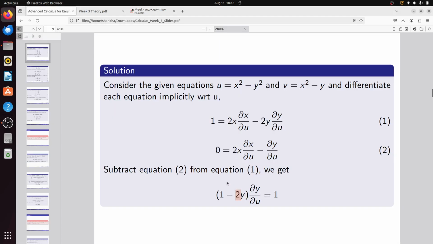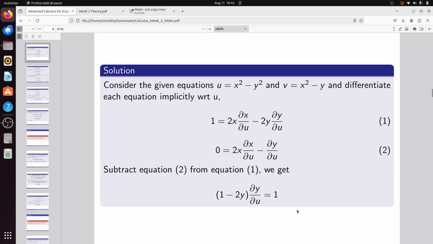Okay, I think here I made some mistake. No mistake. Here that will be minus 2y, right? Okay. So if you just subtract equation 2 from equation 1, this will be 1 minus 0, which is 1, and the 2x del x del u terms cancel one another. So here we will have del y del u minus 2y del y del u. You take del y del u common, so you will get minus (1 minus 2y) del y del u, and this is equal to 1.